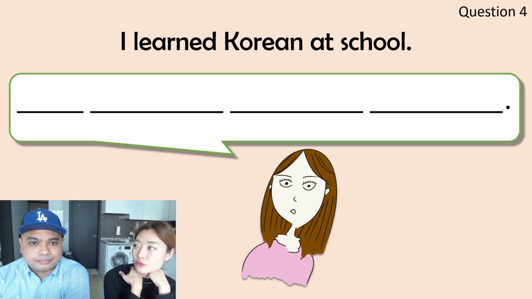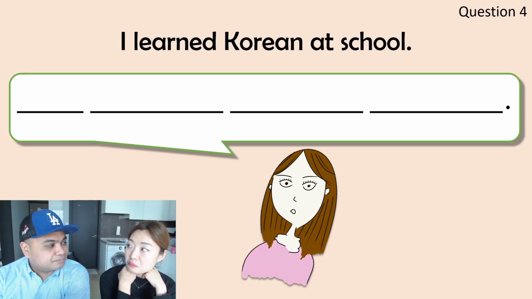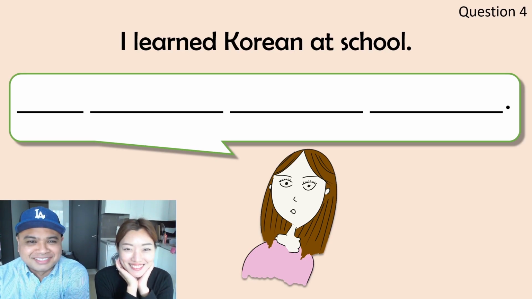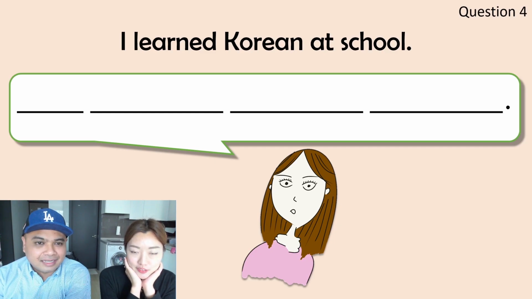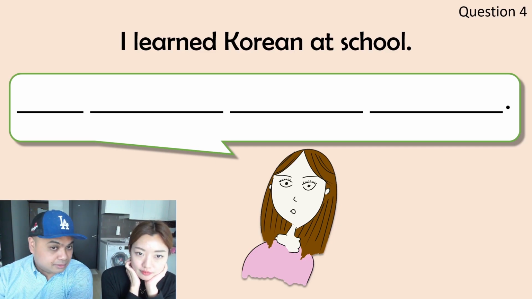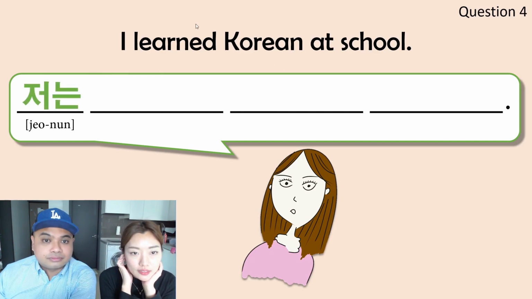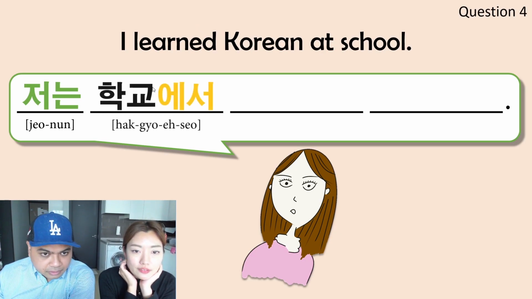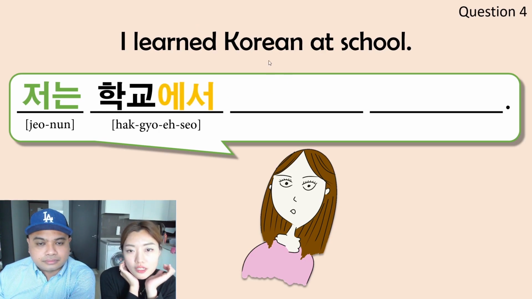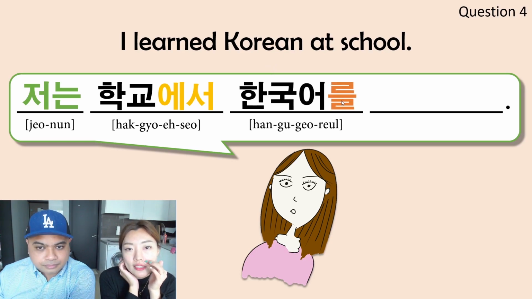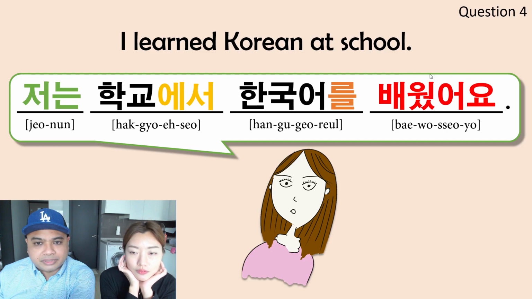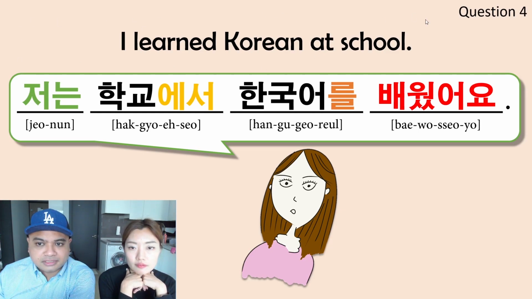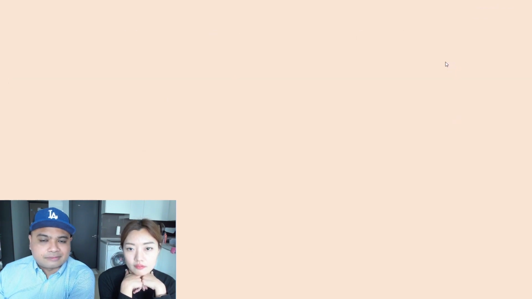I learned Korean at school. So how do we say this? Okay, 저는, I, and location, at school, 학교에서, and the object, Korean, 한국어를, learned, 배웠어요. So 저는 학교에서 한국어를 배웠어요. So I, then the location, the object, and then the verb at the end. Let's keep going.